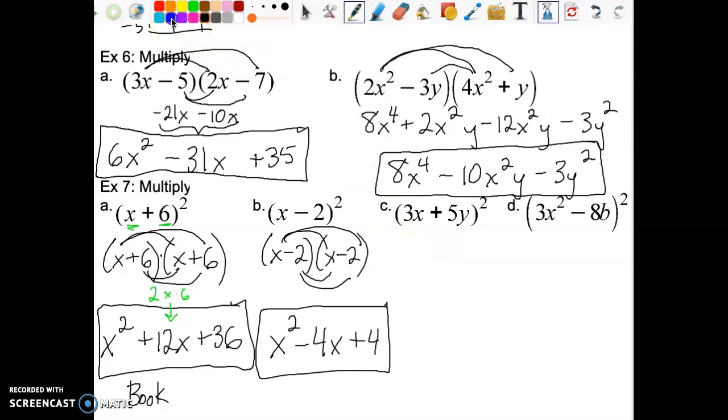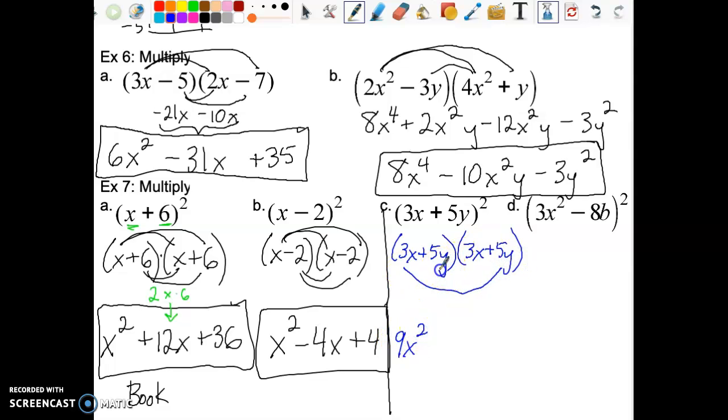But that's just me. So again, letter C, if I were doing this, I would go ahead and rewrite it. 3x plus 5y times 3x plus 5y. So I can actually see the 9x squared. The outside is 15xy. The inside is 15xy. That is 30xy. And 5y times 5y is 25y squared.